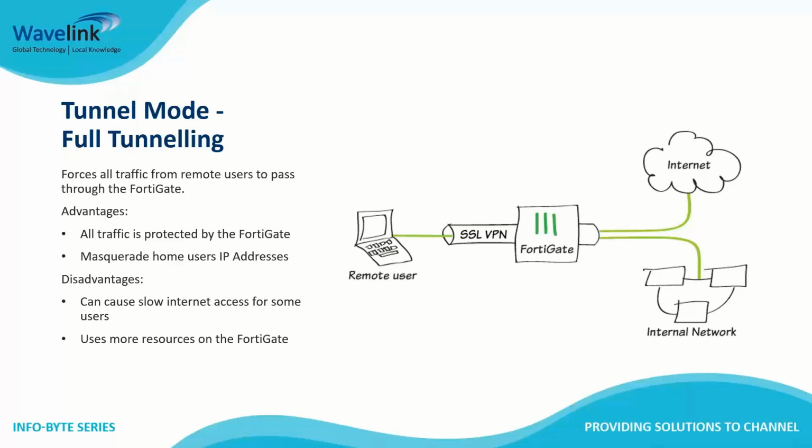And you can imagine if you've got potentially 40 staff at home, and 20 of them are streaming 4K video in the background, there could be a potential bottleneck at your FortiGate and also its link to the internet. So in some scenarios, full tunneling might not be the best option, but it does provide tight security, because all that traffic from the remote user's device is handled by the FortiGate.